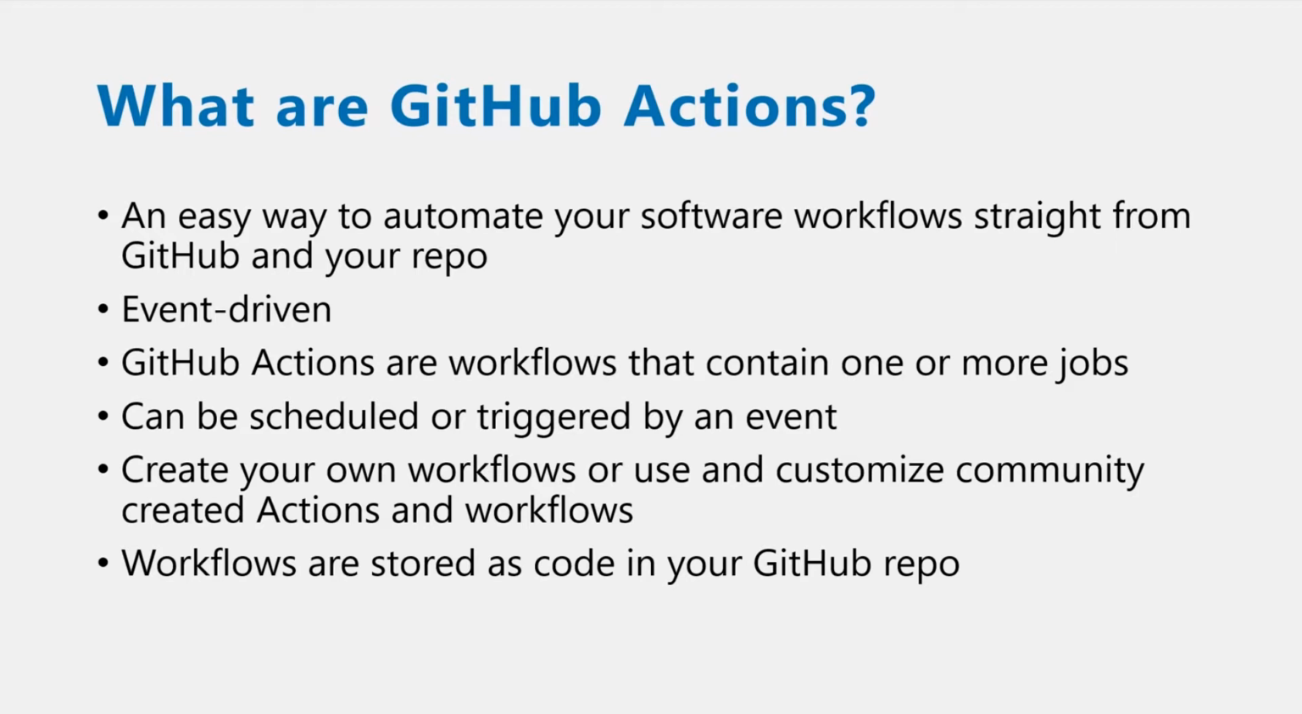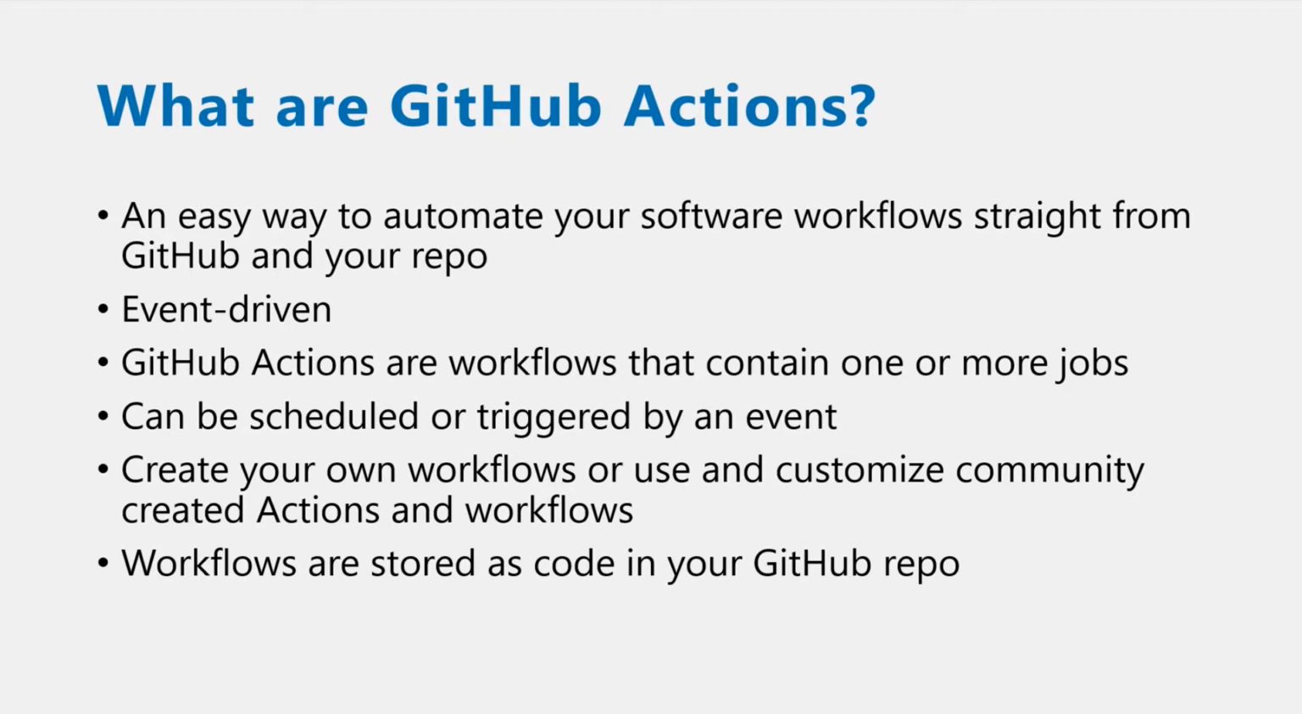They can be scheduled or triggered by an event, and then you can create your own workflows and use or customize community-created actions and workflows to help build everything out. So you don't have to build everything out. There's tons of already great community actions out there that you can plug into your own GitHub Actions and create some powerful features. In fact, most of everything I'm going to show you today is all community driven. It's going to be a .NET application, so everything's going to be community driven of all the customized GitHub Actions out there.